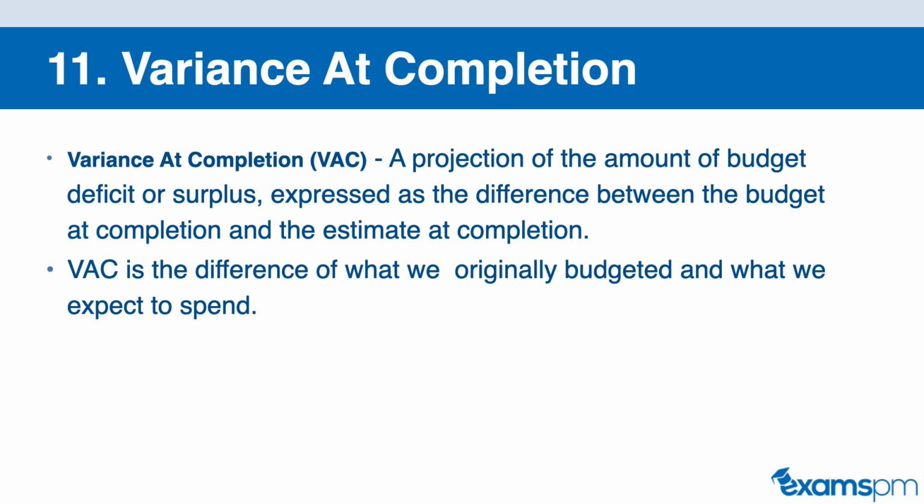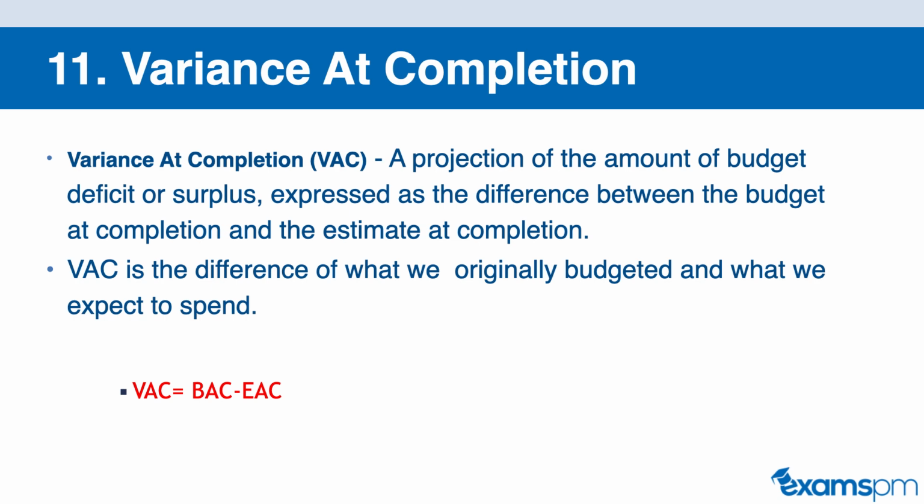Next, for our 11th formula, we have the VAC, or Variance at Completion. This is a projection of the amount of budget deficit or surplus, expressed as the difference between the budget at completion and the estimate at completion. So this variance is going to be the difference between what we originally budgeted and what we expect to spend. So the formula for variance at completion is our BAC. Remember, the BAC is how much we have estimated our project to cost at the start of our project, and the EAC is how much we forecast the entire project to cost at a midway point in our project when we're re-estimating it.